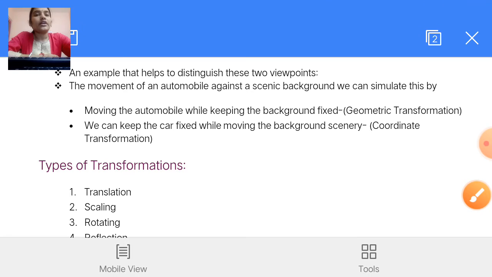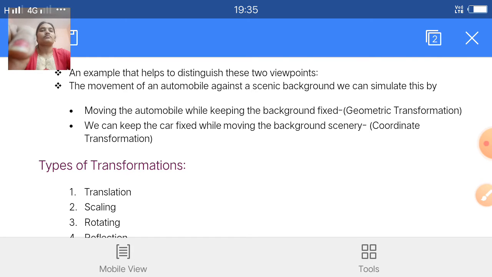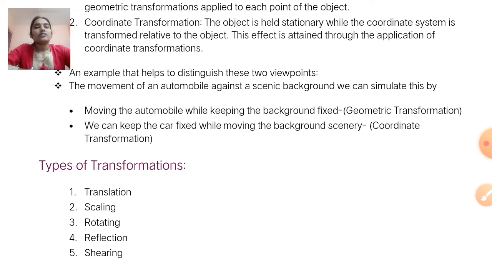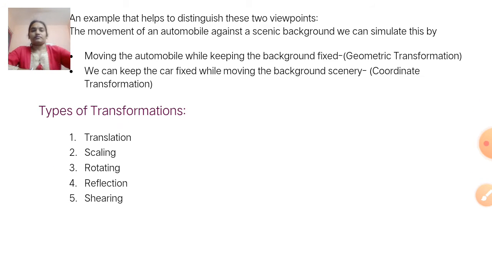Next, coming to the point, types of transformation. There are five types of transformation. The basic transformations are translation, scaling, and rotation. Another two advanced transformations are reflection and shearing. So today we will discuss the basic transformations: translation, scaling, and rotation.